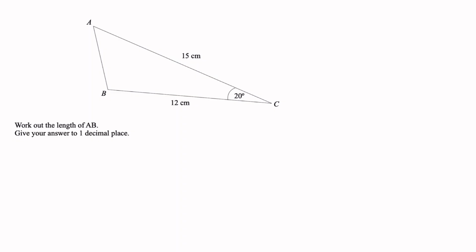Now let's have a look at this question here. Again, I need to see why I can use the cosine rule. I can use the cosine rule because we have two sides and the angle in between the two sides, and they're asking me to find the side that's opposite the angle.